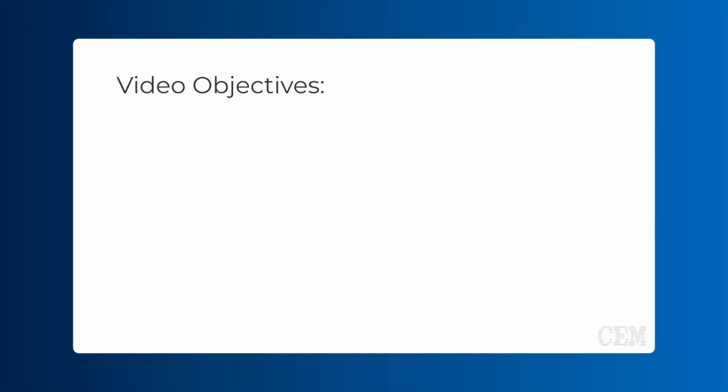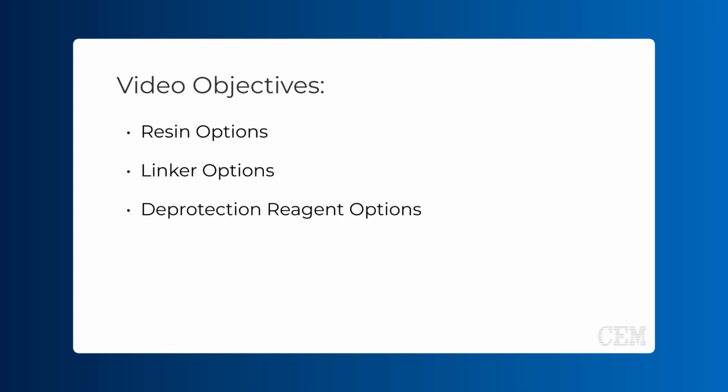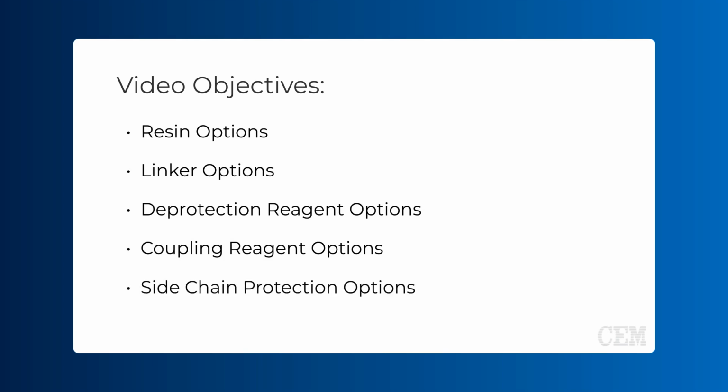This concludes this SPPS Reagents video. As a reminder, we reviewed the varying reagent options involved in peptide synthesis, including those for resins, linkers, deprotection reagents, coupling reagents, side chain protecting groups, and cleavage solutions.